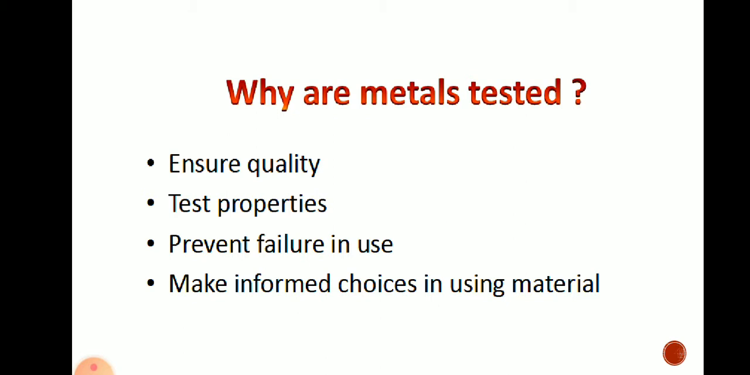Next, to prevent failure in use while in actual applications, whatever loads are applied on the final application can be predicted and we can prevent the failure after prediction of these final loads. Finally, to make informed choices in using the materials. So whatever changes in the material in the application we can do are based on the properties of the metal which are obtained after testing of the metals. So for these purposes we need to test the metals.